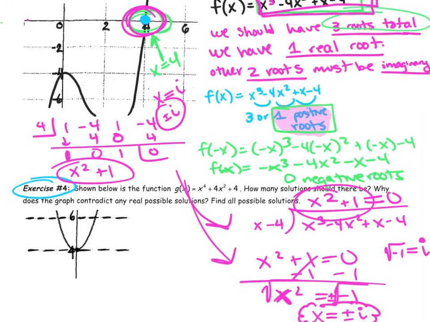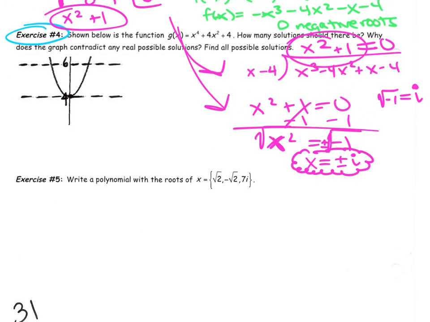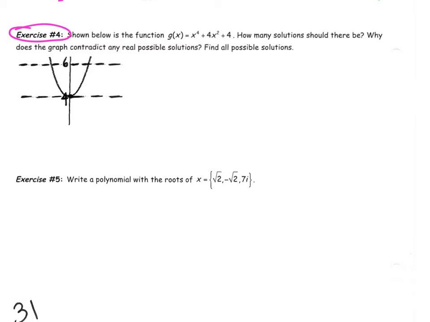Okay, let's move on to exercise 4. Again, another question that I really like. I'm going to erase the work here so we can write. For exercise 4, again, we're given the function, so it's raised to the 4th power. How many solutions should there be? Why does the graph contradict any real possible solutions? And find all the possible solutions. So we're finding all the possibilities.